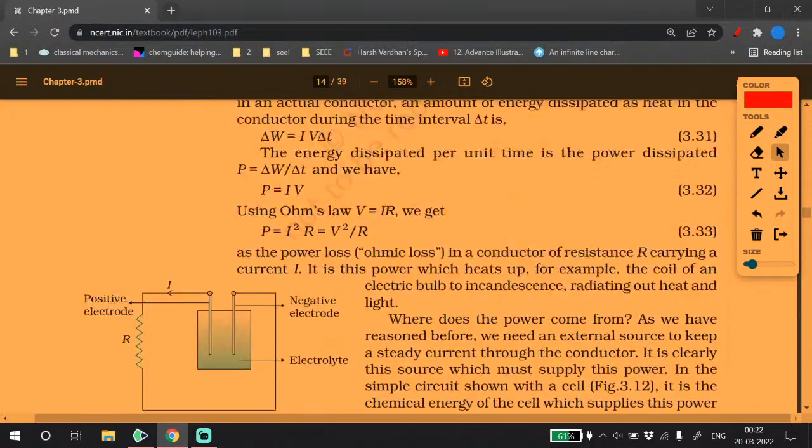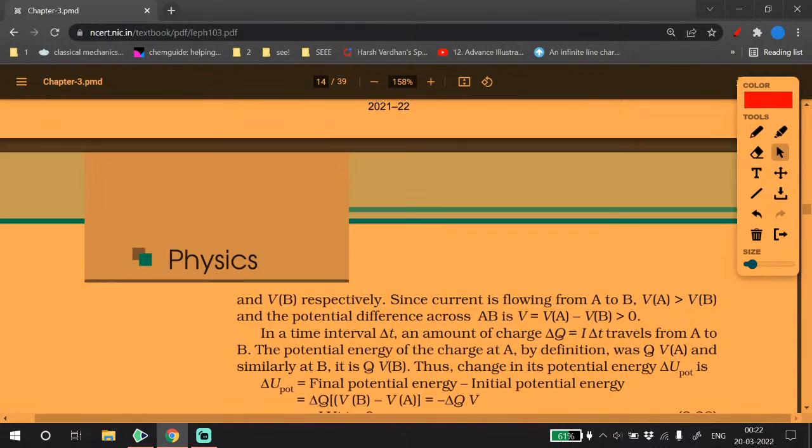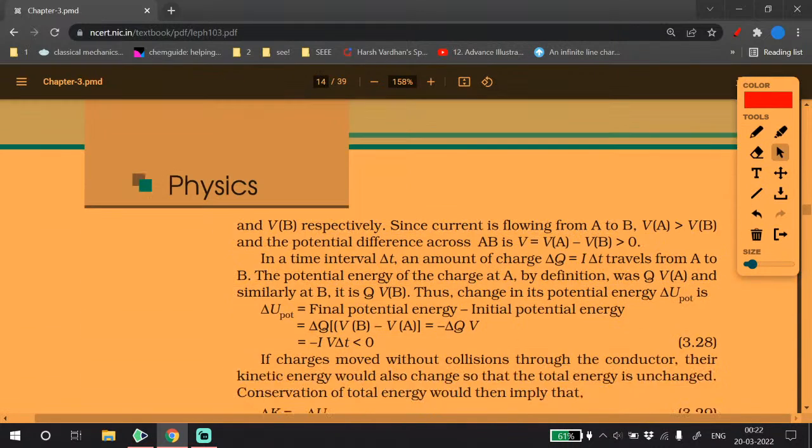So let us review this. Electric power means that the electrons lift from lower potential to higher potential. That means they are losing electric energy, losing electric potential energy. Let's just derive this.